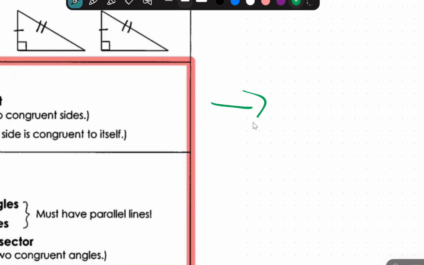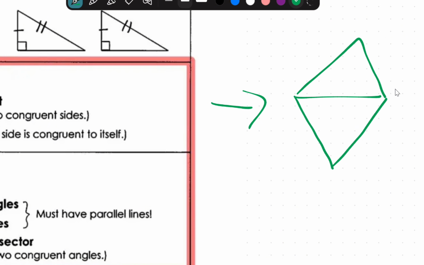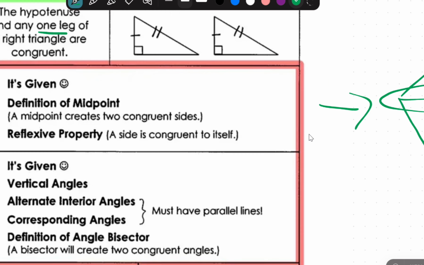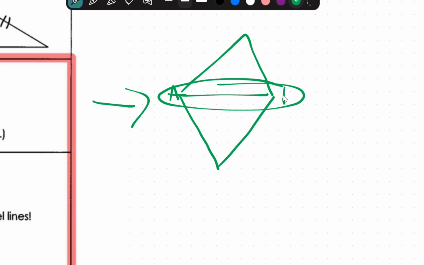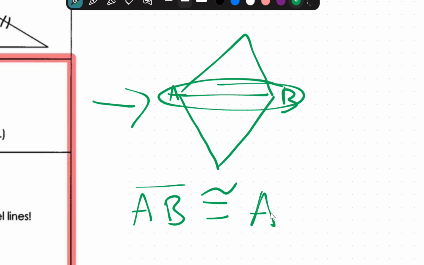If you guys want like a visual of that, for example, if we have this, this segment is congruent to itself because a side is congruent to itself, right? Like if this was AB, segment AB is congruent to segment AB because of the reflexive property.